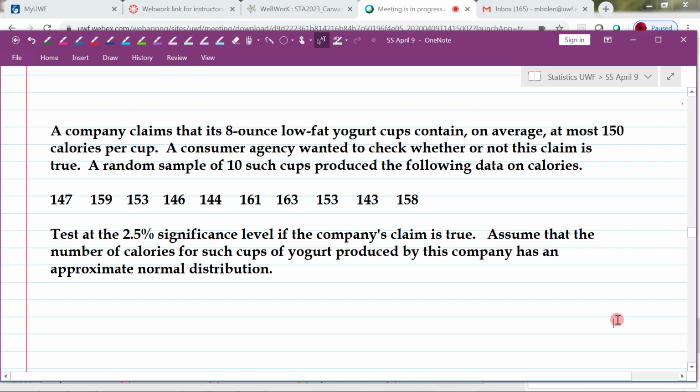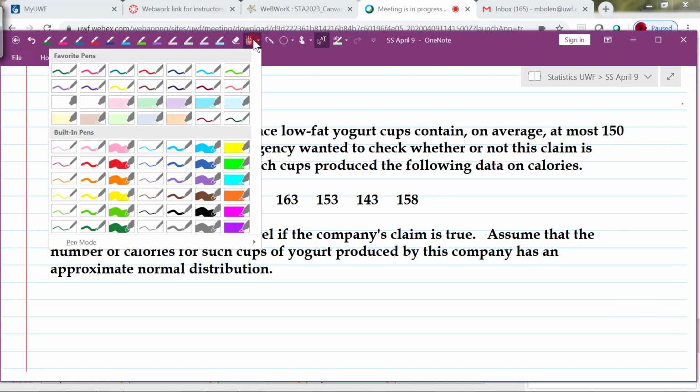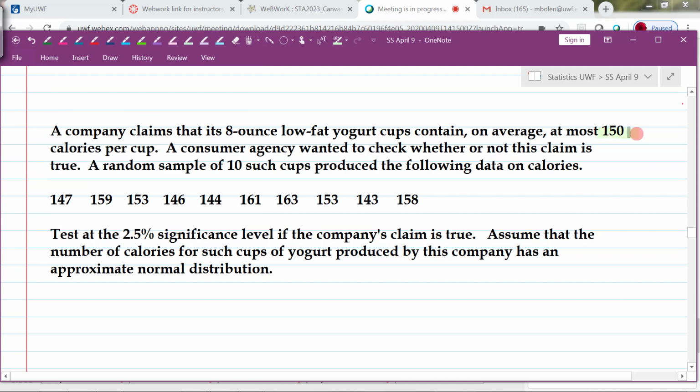Okay, so here we go. A company claims that its 8-ounce low-fat yogurt cups contain, on average, at most 150 calories per cup. That's average. A consumer agency wanted to check whether or not this claim is true. A random sample of 10 such cups produced the following data. Here's our raw data. Test at 2.5% significance level if the company's claim is true. Assume that the number of calories for such cups of yogurt produced by this company has an approximate normal distribution. So it says that it is at most 150.